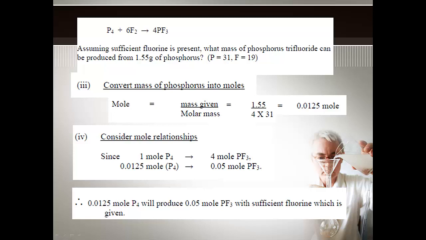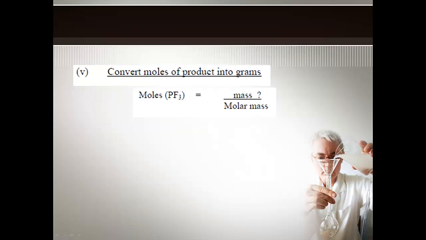Have we answered the question? The question says what mass of phosphorus trifluoride can be produced. That's how many moles. Moles aren't mass, moles are a number. So we know that there's 0.05 moles of PF3 being produced. We need to convert this into grams.